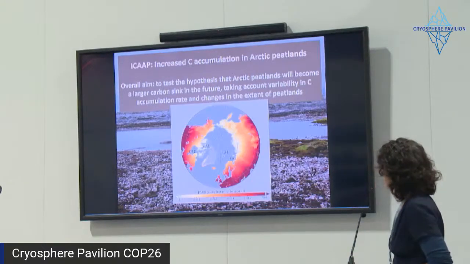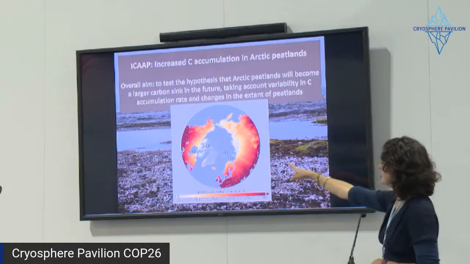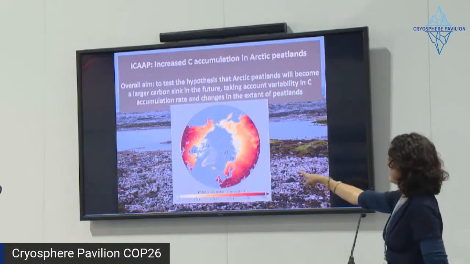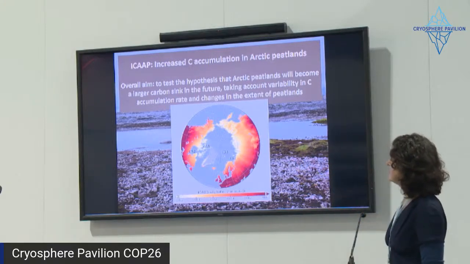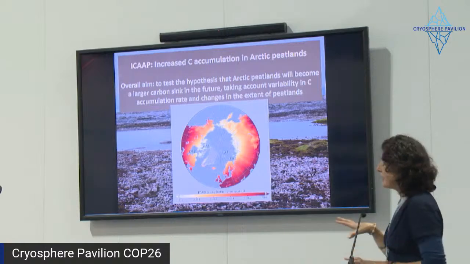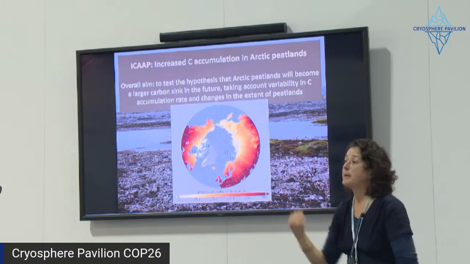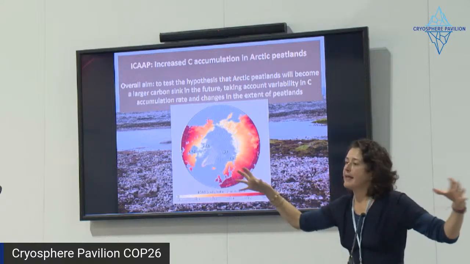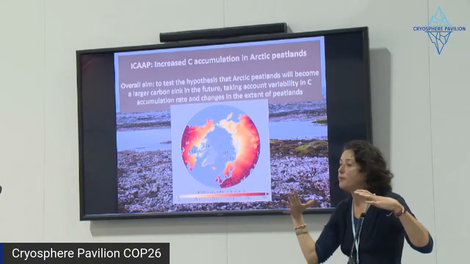So our sites are, as I said, in Svalbard, the European Arctic 1, in Lapland, European Arctic 2, and then in the Canadian Arctic, that hopefully we will do this summer. And we want to look not just at carbon accumulation, which is vertical accumulation of carbon, but we also want to see how the peatland extent changes as well. So the lateral expansion or shrinkage of peatlands.